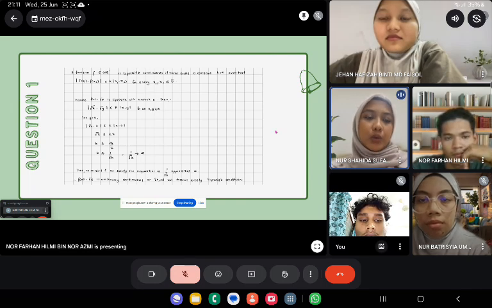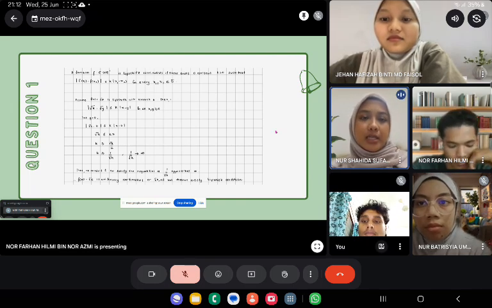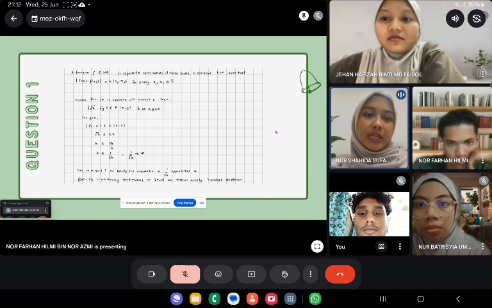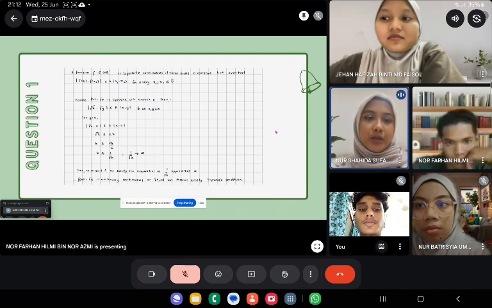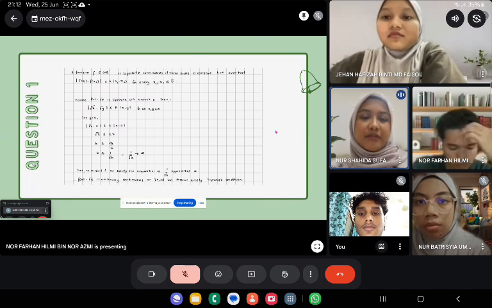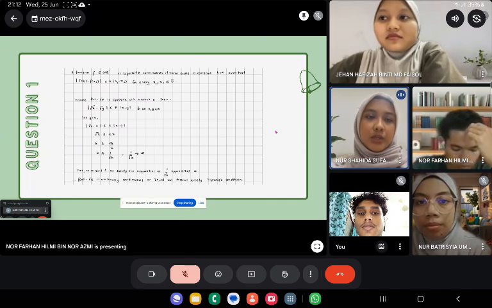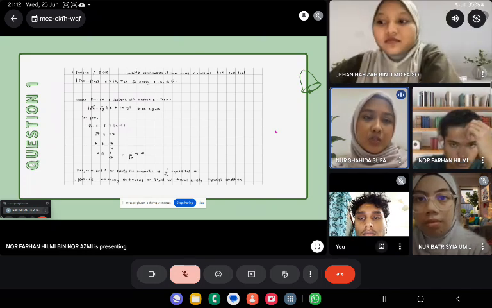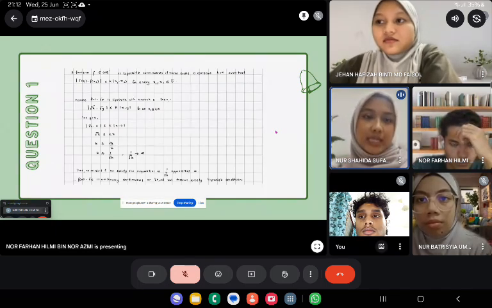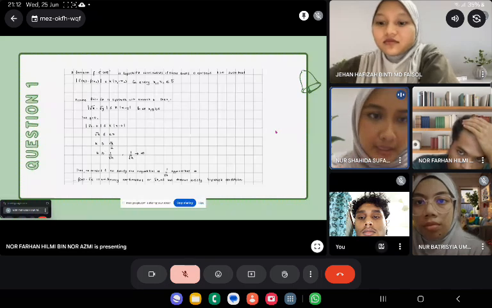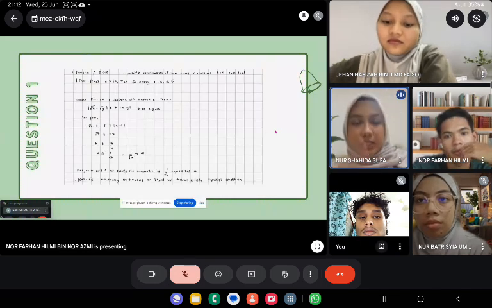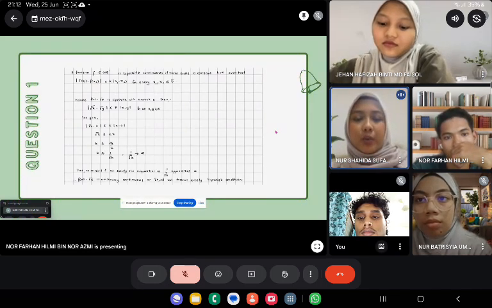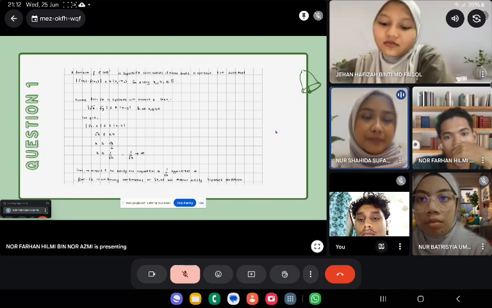Next we are going to prove that the function does not satisfy Lipschitz continuity. First we give the definition of Lipschitz continuous. The function is Lipschitz continuous if there exists a constant k such that |f(x1) - f(x2)| is less than k times |x1 - x2| for every x1, x2 in E.